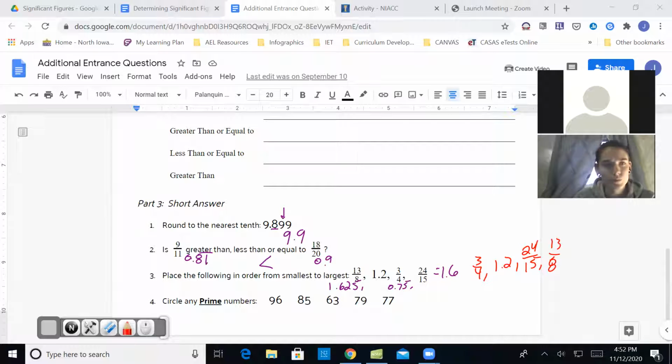Final question wants us to circle any prime numbers. Okay, Jimmy. Prime numbers are ones that we can't divide by anything except for 1. 96 we can divide by 3. 85 we can divide by 5. 53 we can divide by 3. 79, not anything I can think of off the top of my head. And 77 I can divide by 7. So the prime number here is 79.